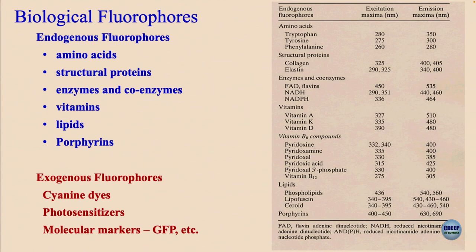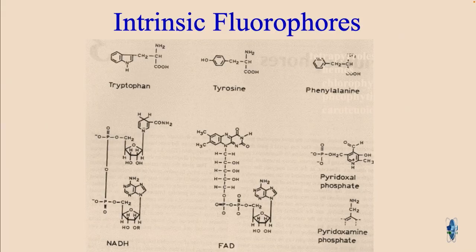Then some of these structural proteins basically also give fluorescence. Some of the enzymes or coenzymes like flavin, FAD, NADH, NADPH, they also give fluorescence. Vitamins like vitamin B6, lipids, many of these give some kind of fluorescence. These are indigenous or intrinsic fluorophores. So this is some of the structure of those.